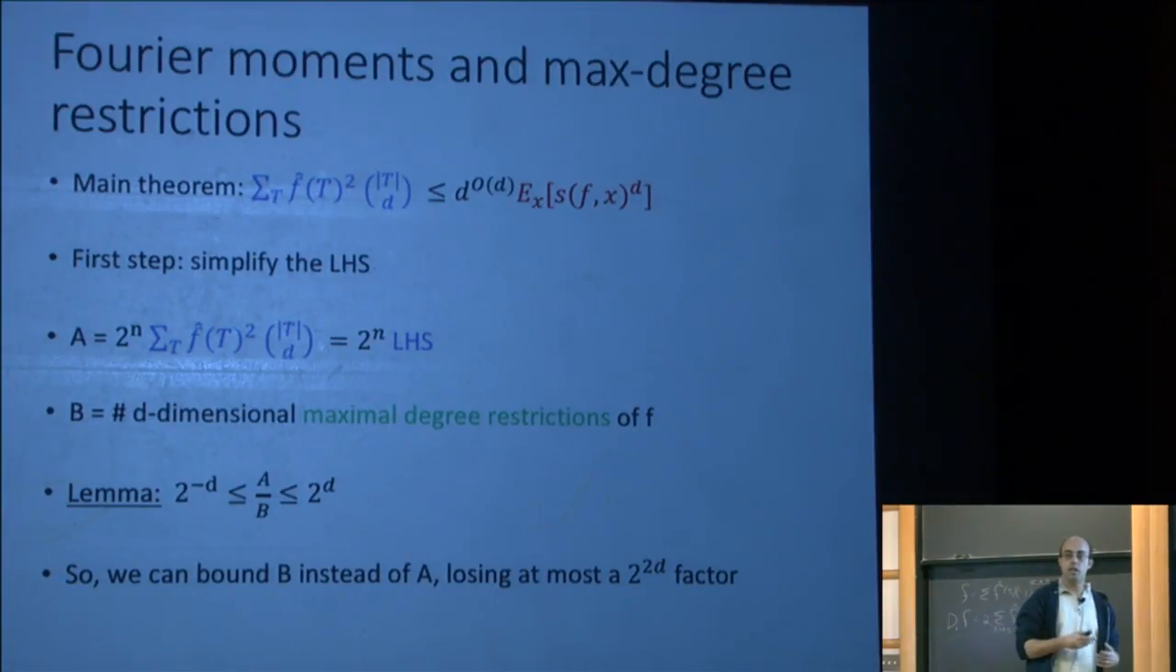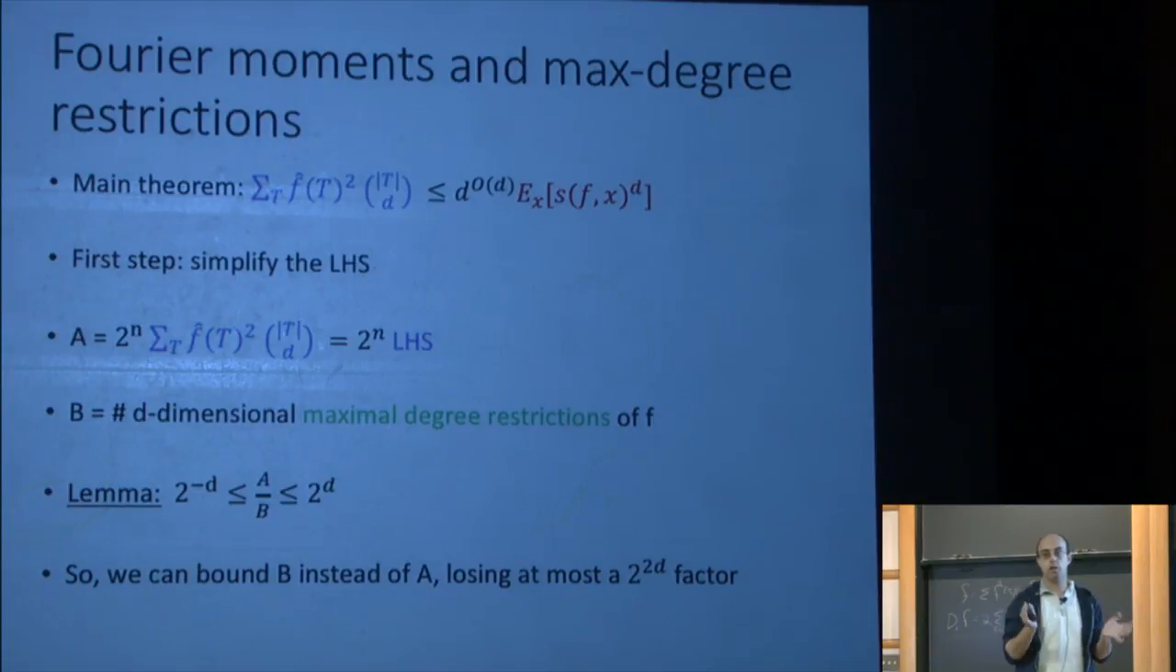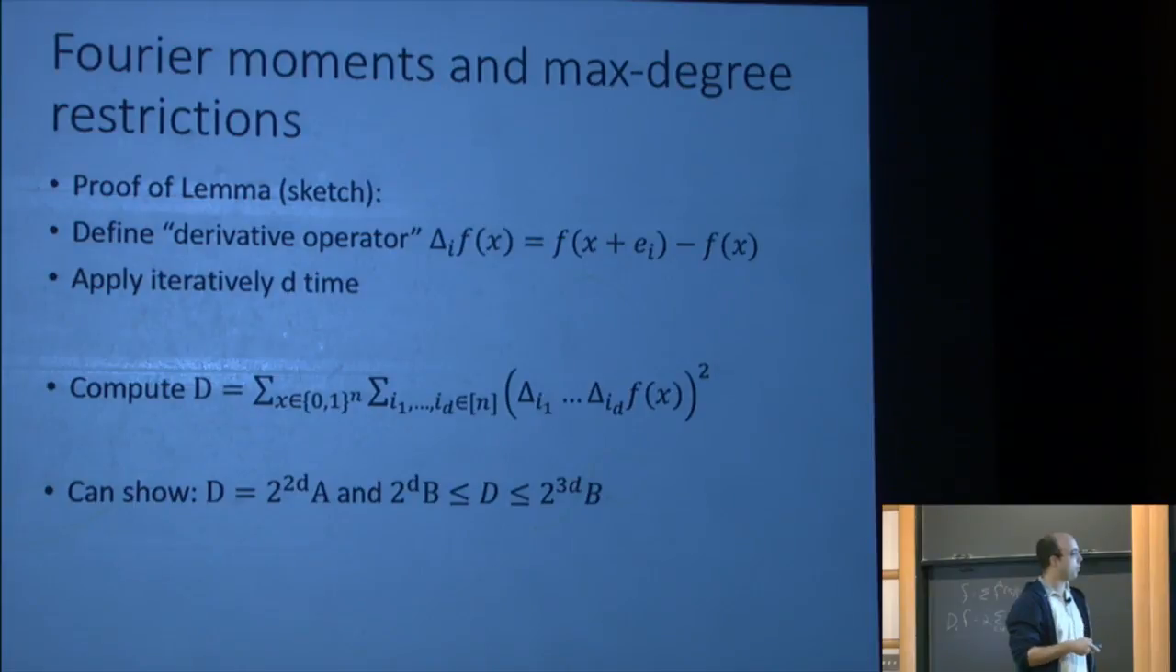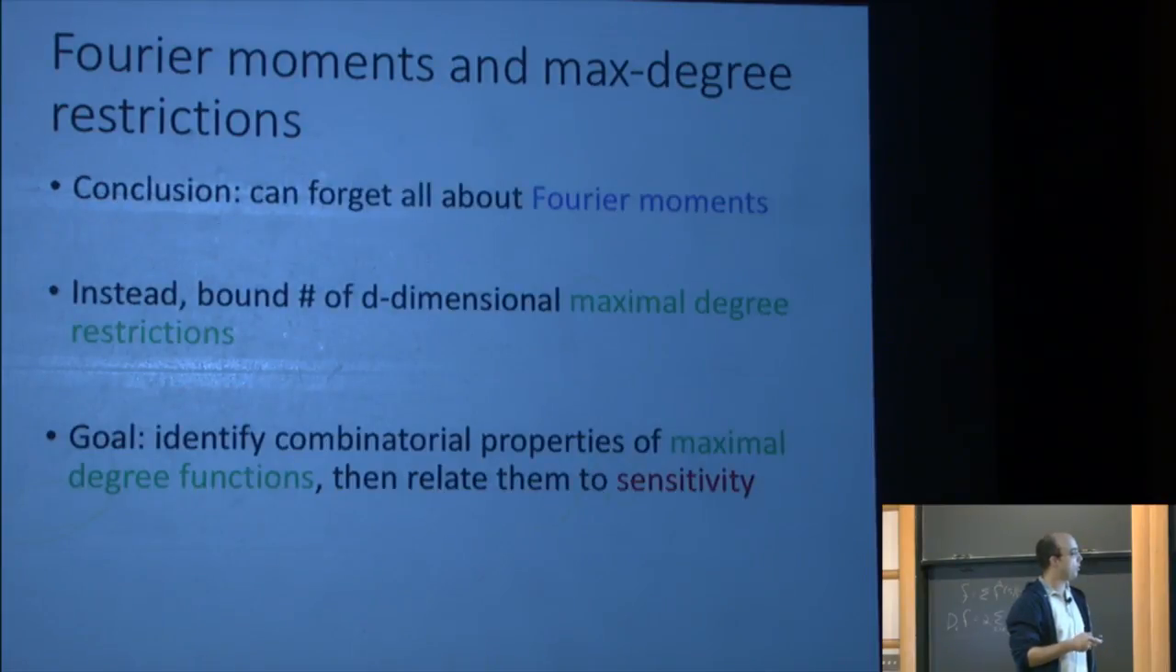The other way is saying, if I'm applying d derivatives, I might just as well fix the cube that only has these d directions, and if the function doesn't have maximal degree, then it's going to be annihilated by doing d derivatives. So the only restrictions that survive after d derivatives are the ones that have maximal degree. Okay, so this is roughly the argument, and there's nothing too interesting here, so let me skip over the actual proof. Really what we can do from now on is just forget about the Fourier moments.